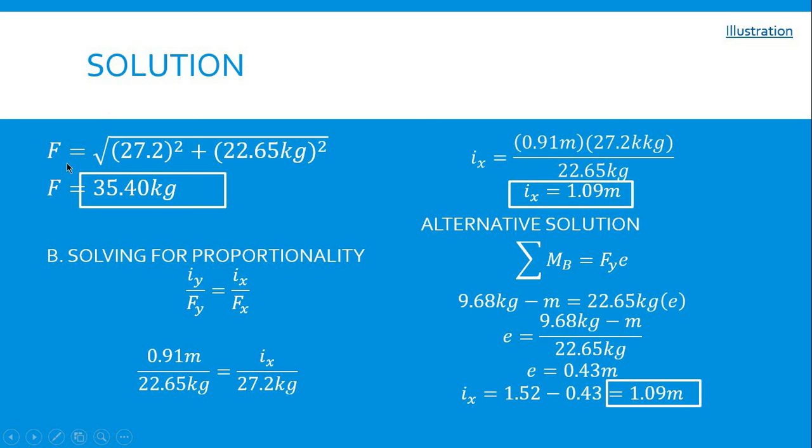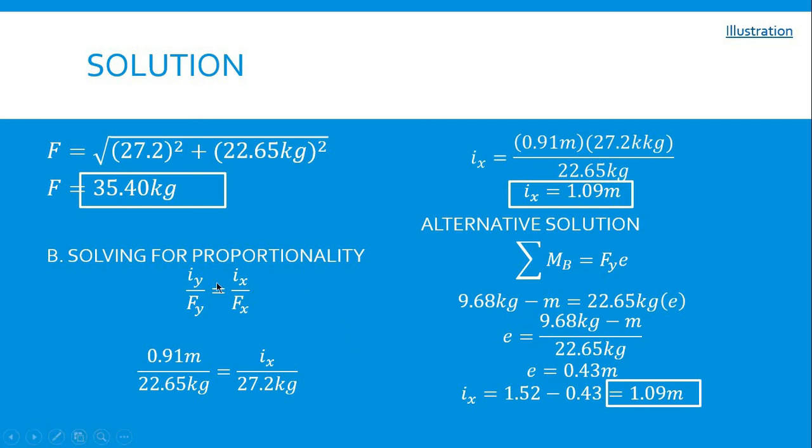So F is equal to the square root of 27.2 squared plus 22.65 kg squared. So the total F is equal to 35.40 kg.